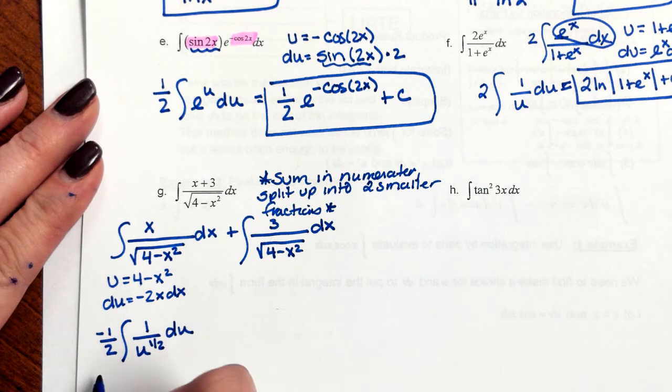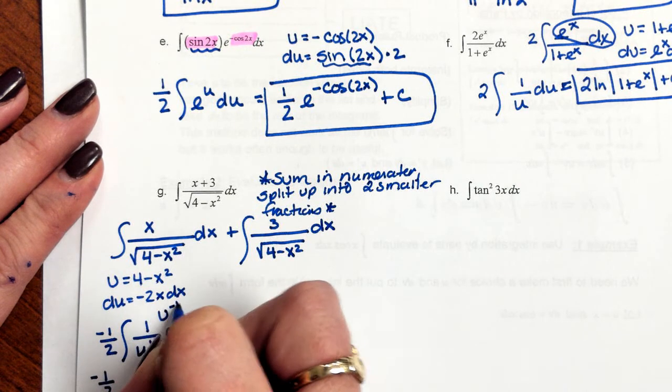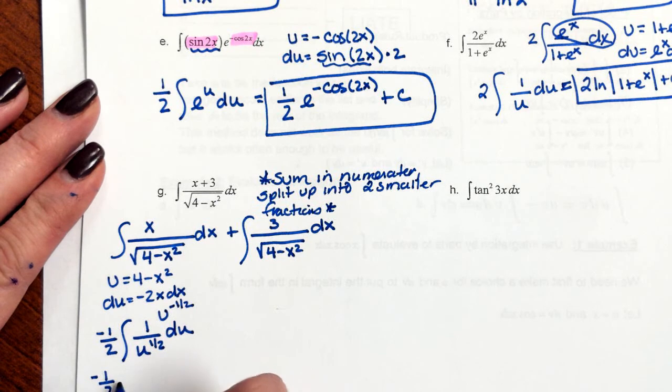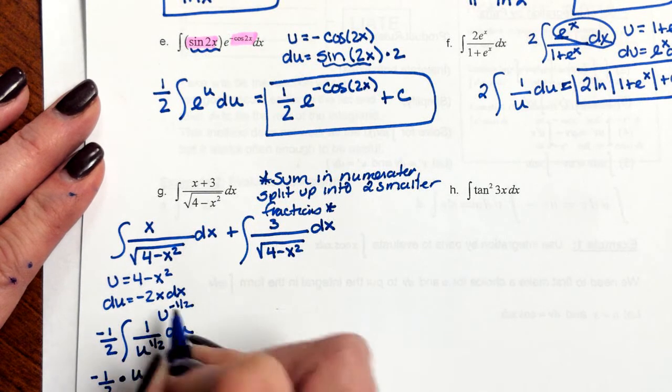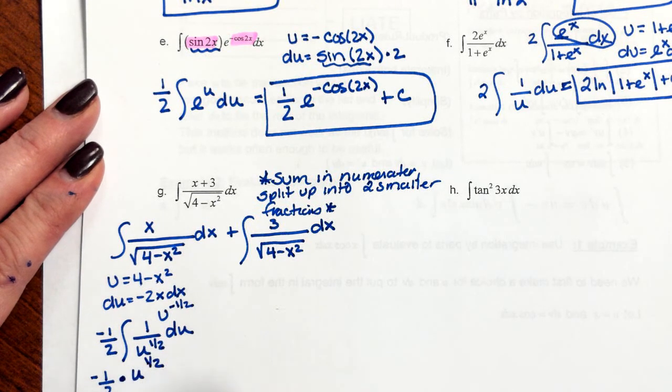So I can integrate this. Negative 1/2, remember this is actually equivalent to u to the negative 1/2, times, I add 1 to the exponent, that's going to give me a u to the 1/2. I'm going to divide by 1/2 or multiply by a 2. So when I'm done integrating, this is going to give me a negative u raised to the 1/2 power.